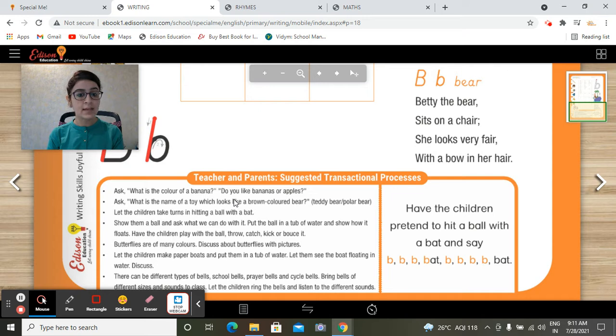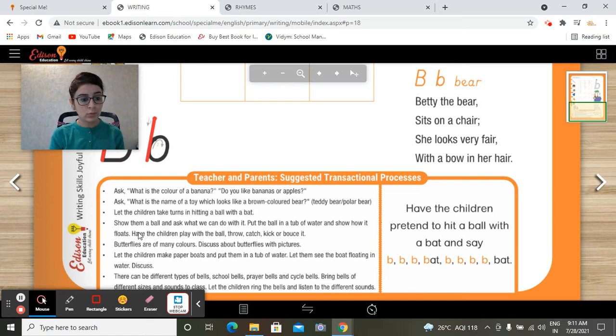Now you can ask the children, what is the color of banana? Do you like bananas or apples? You have to ask your baby questions related to this sheet, such as what is the color of banana, what is the name of the toy which looks like a brown colored bear, that could be teddy bear, polar bear. Okay, let the children take turns in hitting a ball with a bat.